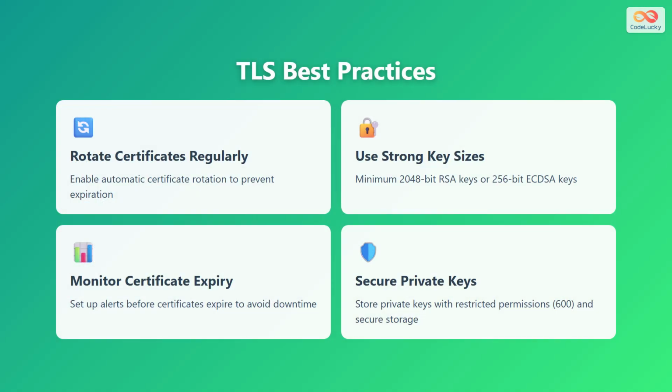Finally, let's cover some essential TLS best practices. First, rotate certificates regularly by enabling automatic certificate rotation to prevent expiration and security vulnerabilities. Second, use strong key sizes, a minimum of 2048-bit RSA keys or 256-bit ECDSA keys. Third, monitor certificate expiry by setting up alerts before certificates expire to avoid unexpected downtime. And fourth, secure your private keys by storing them with restricted permissions, typically 600 in octal notation, and use secure storage solutions. Following these best practices will help maintain a robust and secure Kubernetes environment.